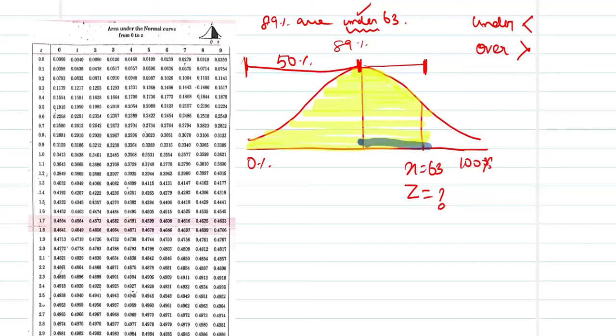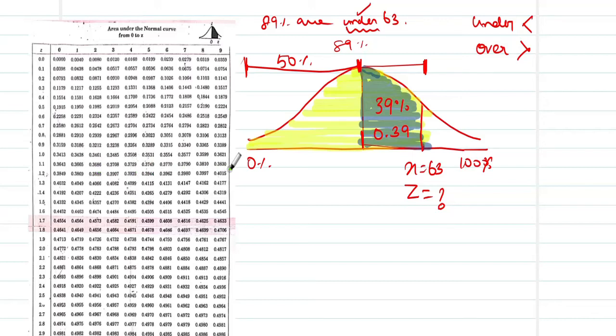This left out portion from the center to this point, called x equal to 63, how much percentage does it contribute? This contributes 89 minus 50. So what do you think 89 minus 50 will be? This will contribute 39%. What will 39% be in decimals? It will be 0.39. So what we need is, from the center line to this line, the area is 0.39, and so we need to find what Z is at this position. What we need to search for is the area which is 0.39.